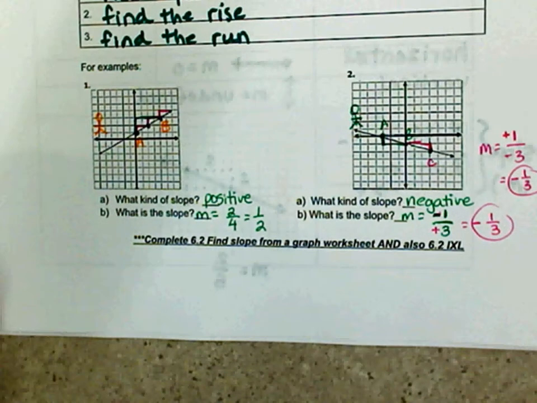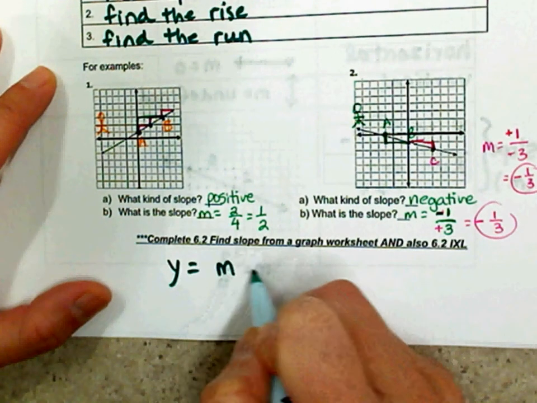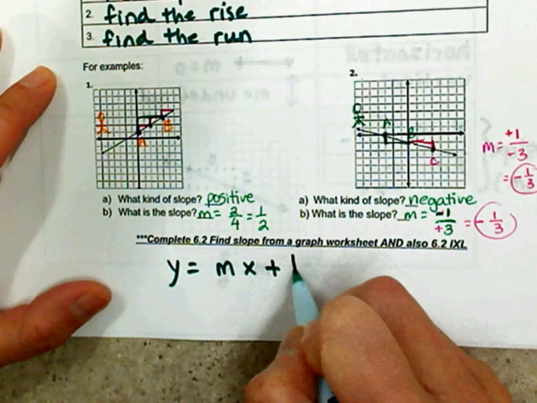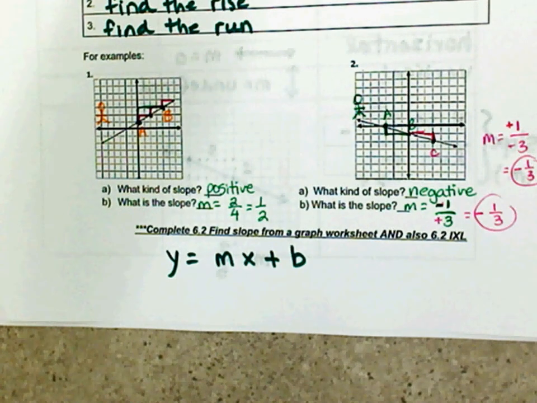Y equals mx plus b. Okay? You're going to learn what this is called in a little bit, but right now I don't want you to worry about it. Okay? Where do you see the m every single time? In front of what letter? Y. No, sorry, not y. What letter?